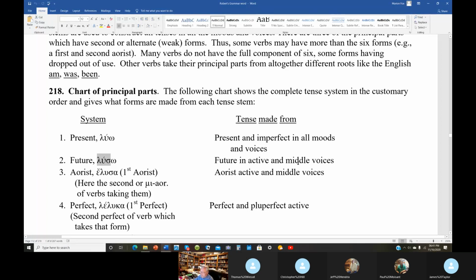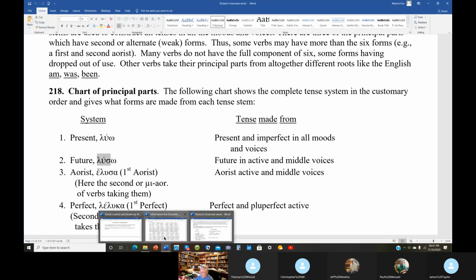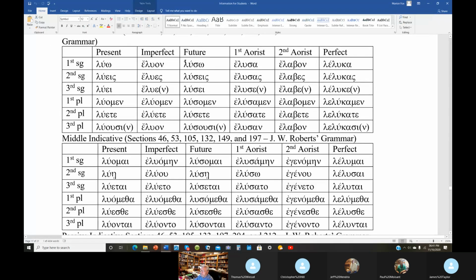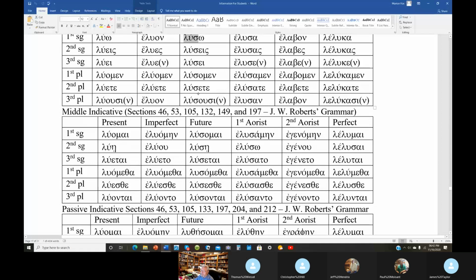Does anyone see that? Let's go back over here and look at our paradigm chart. So right here, there's your new stem. So the stem changed. It added a sigma to the present tense stem, and that's all it did. So we have o, eis, ei, omen, ete, ousi. Well, I'll be. It's the same endings as the present tense. It's just got a sigma. That's pretty consistent. Pretty easy to follow there, isn't it? Any questions?